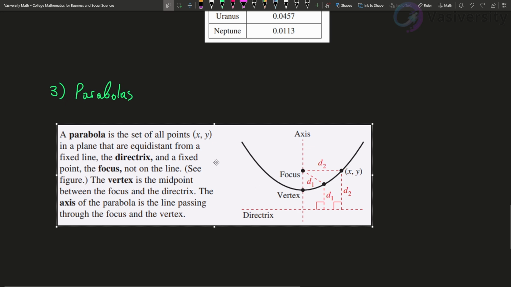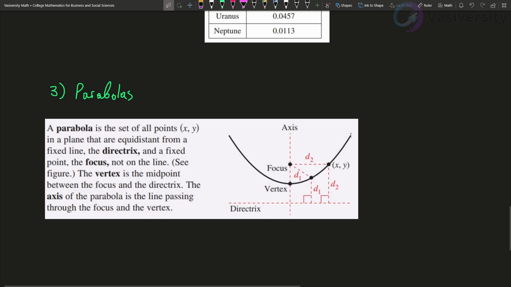So of course, a parabola is a set of points x and y in the plane that are equidistant. What does equidistant mean? It means equal distance, right? It has the same distance from a fixed line, which we call the directrix, and a fixed point, the focus, not on the line. So we can see this figure right here. And the vertex is the midpoint. We were talking in the previous lesson about the vertex. The vertex is a very special point for a parabola because it gives us the absolute maximum or minimum depending on the parabola's sign.